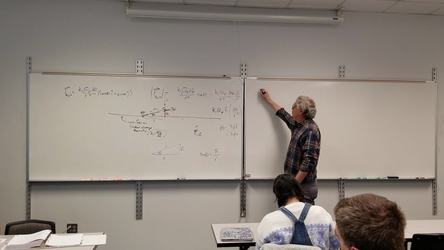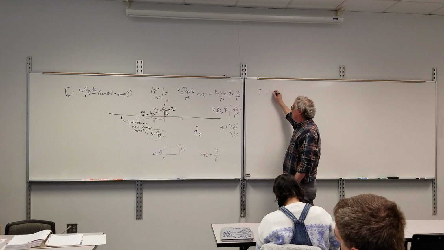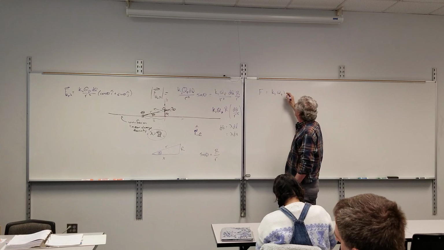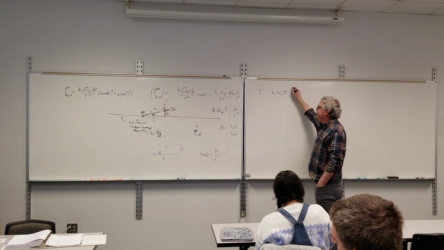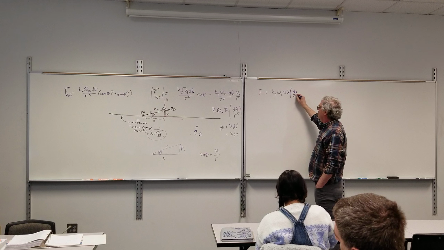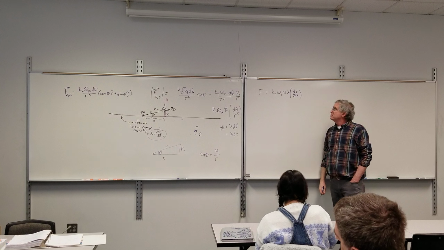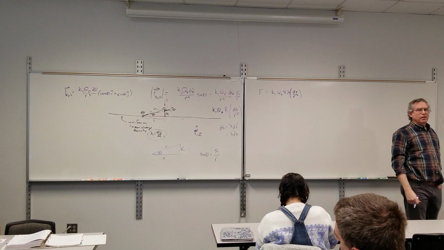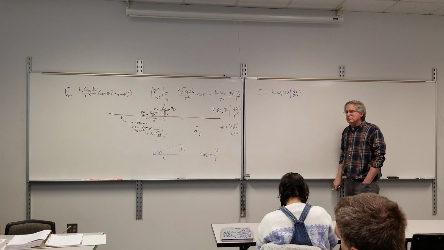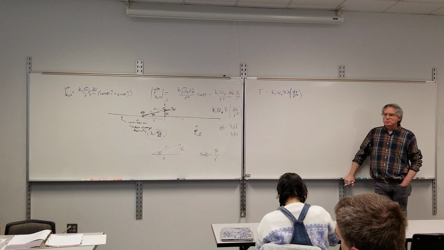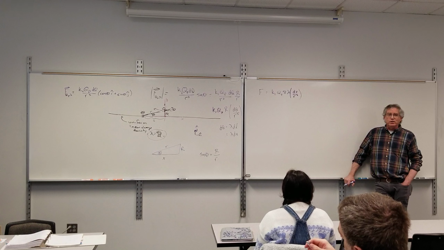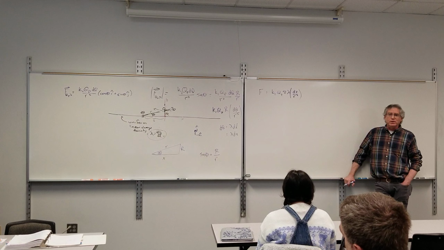Plug it into here, so now I have the magnitude of the force is equal to k_C Qp R times lambda dx over r cubed. I still have 2 variables here, I have x and r. So I need to get them in terms of a single unknown. What is the relationship between x and r?